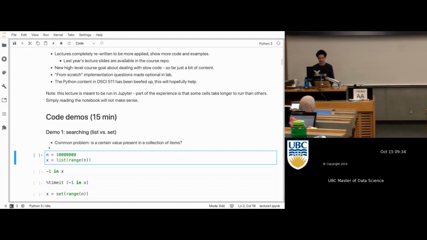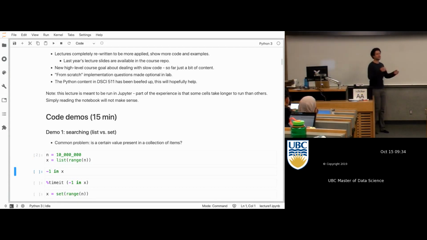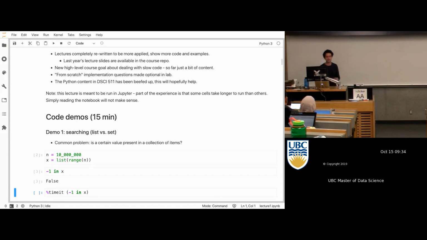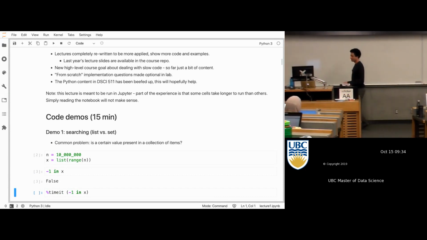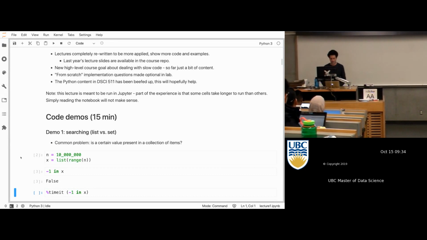So what I'm doing here is I'm making n. By the way, you can put these underscores in Python just for readability. They don't change the code. So n is 10 million, and I'm basically making a list with the numbers from 0 to 10 million minus 1. And then this in syntax in Python just tells me, is -1 in x or not? In this case, it's false because I started the numbers from 0. So that's all good. But how long did this take?